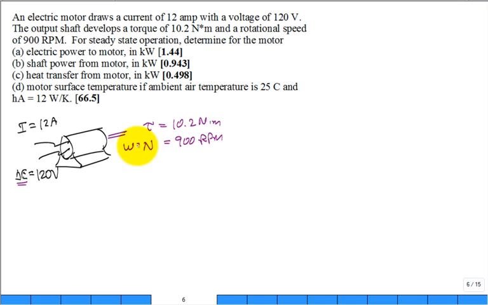N, omega, something. Different textbooks, different symbols. N is often used, or omega. Okay. You can convert that to so many radians per second.